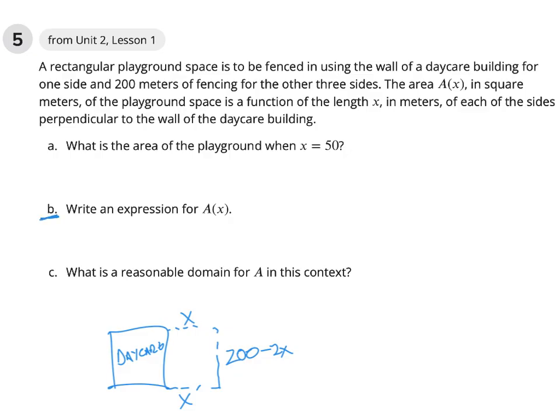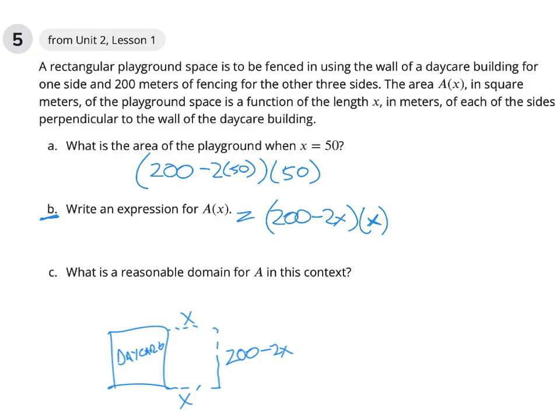And what is the expression? So I'm going to start with B first because it doesn't make sense to go to A until you go to B. So our expression for the area is 200 minus 2x for one side and x for our other side. Now, when we stick in 200 minus 2 times 50, double parenthesis it, times 50, put it in the calculator just like it's written. You should get 100 times 50. You should get 5,000 meters squared.